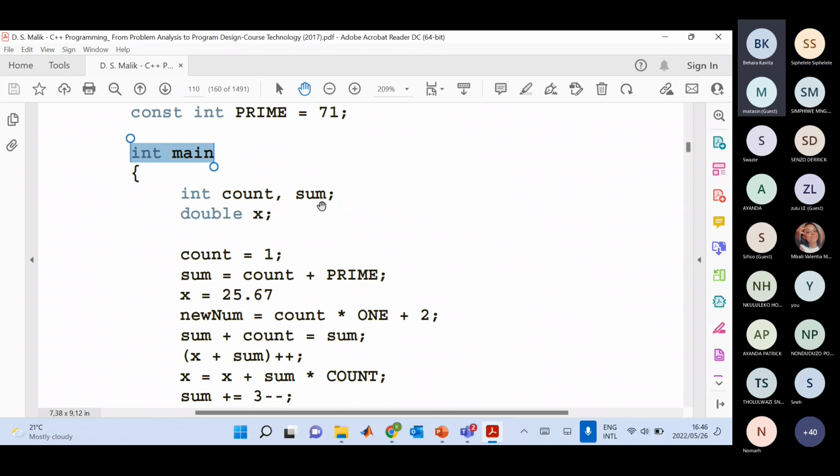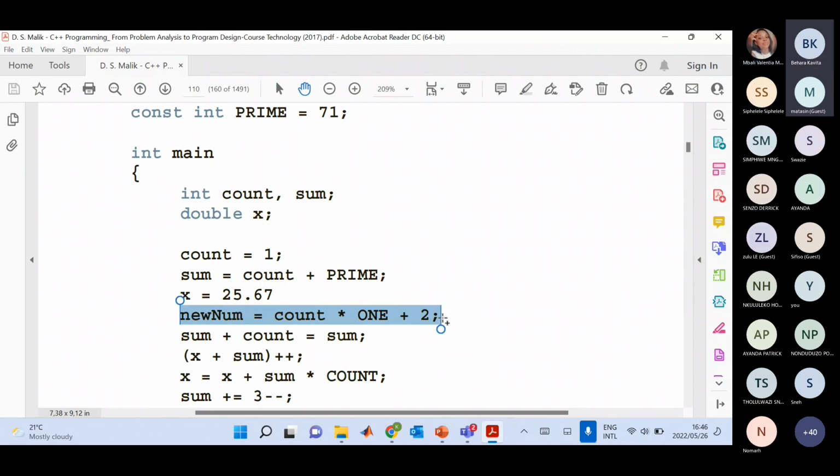Int count, sum is fine. Double is fine. Count equals to 1 is fine. Sum equals to count plus prime is fine. X equals to 25.67 is fine. What is the mistake in this line? Sorry, miss. X equals to 20. The semicolon is missing in the previous line. Yes. In the next one, I'm not worried now.